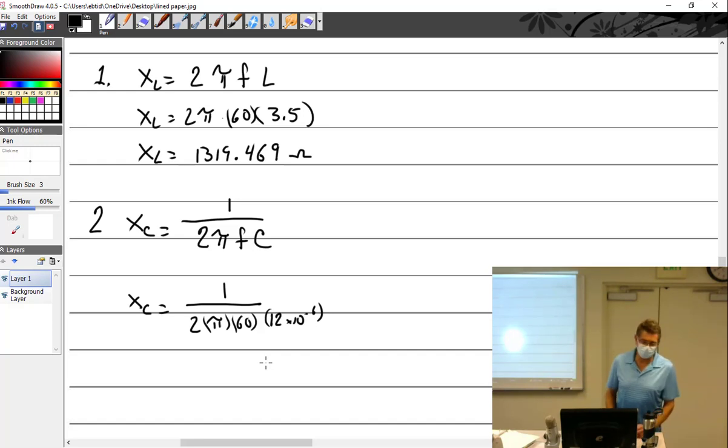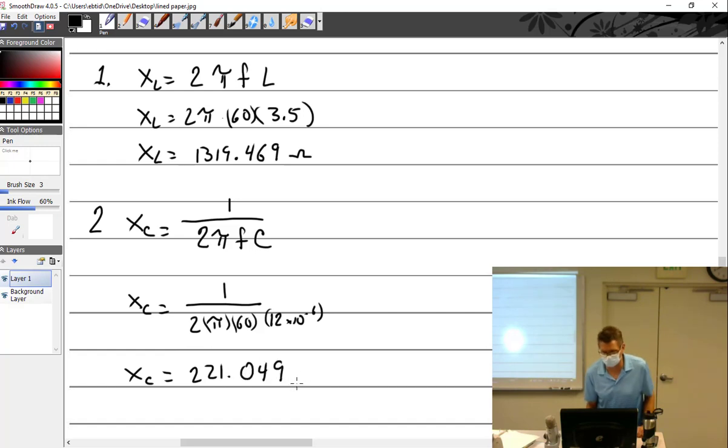So this is where I would get good at using that EE key on there. I would not try and write it next to it, go, okay, that's 0.00, and count the zeros. You're just asking for problems, because if you mess up here, the rest of the problem will be wrong. So 2 times, and hit the pi key, pi times 60 times 12 second EE negative 6 equals X minus 1 equals, what do you guys get there? 221.049. Say it a little bit louder. 221.049. Very nice. Ohms.